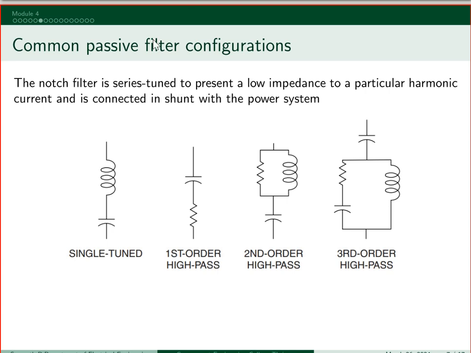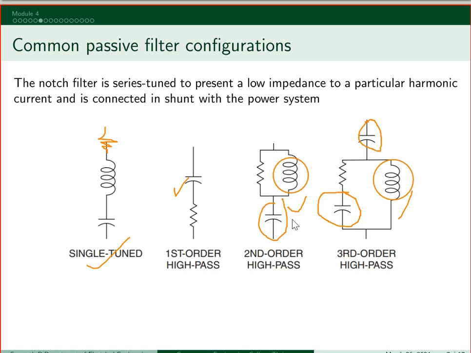Now, the common passive filter configurations can be seen here. So this is a single tuned filter or a noise filter. You'll be having some resistance also along with this RLC series. And then here you can see that this is a first order high pass filter, this is a second order high pass filter, and this is a third order high pass filter. So here you can see that the order depends on the number of energy storage elements. Here you have two energy storage elements present. Here you have three energy storage elements present.